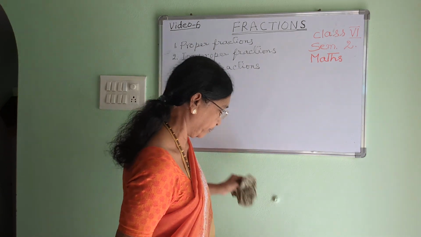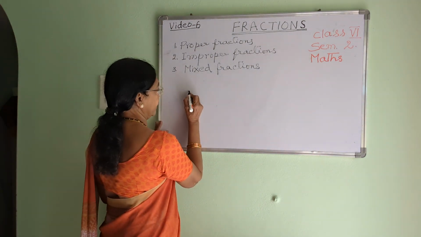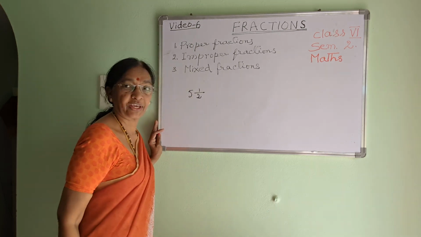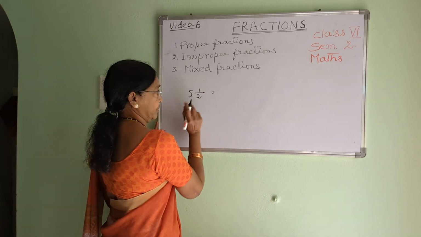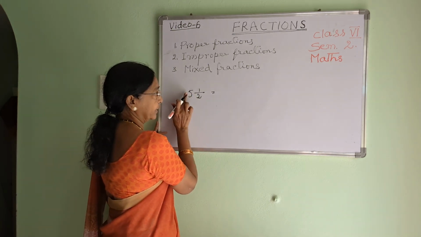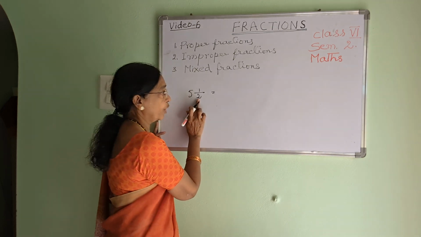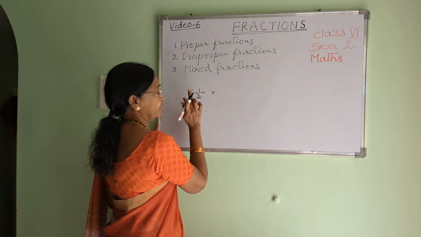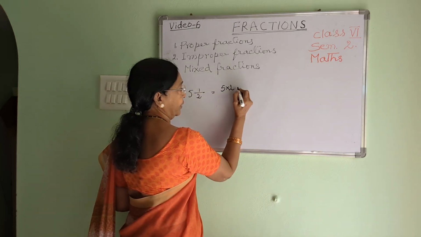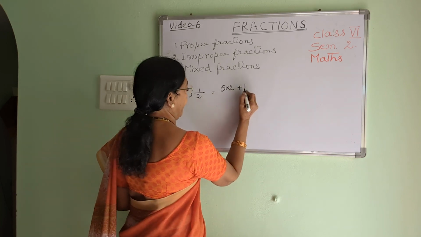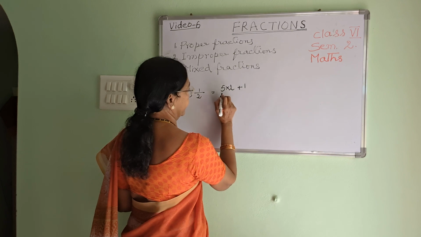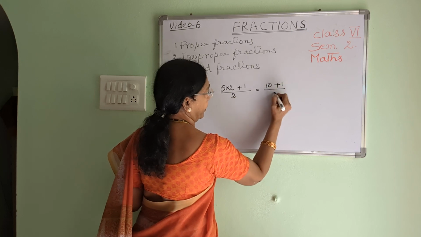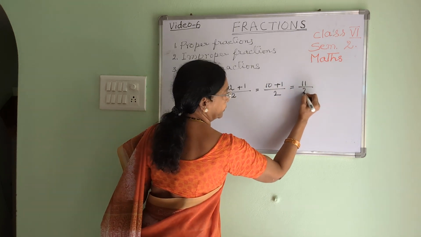Mixed fraction into an improper. Suppose there is a mixed fraction 5 1 by 2. That is equal to 5 into 2. We have to multiply the whole number by the denominator and the numerator is added. 5 2s are 10 plus 1. 5 into 2 plus 1 by 2. That is equal to 10 plus 1 by 2, which is equal to 11 by 2.